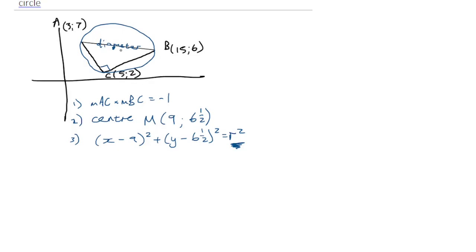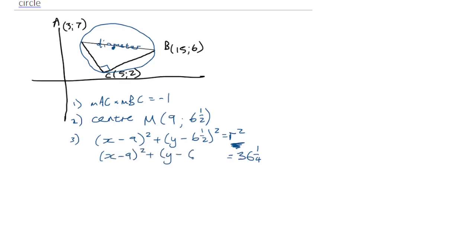The other way that you could do it is you could, knowing that you've got the center now at M, just work out the length of, let's say, MB, because that length is the radius. So that's another way to do it, and I've worked that out for you, and it's 36.25. And there's your equation of the circle.